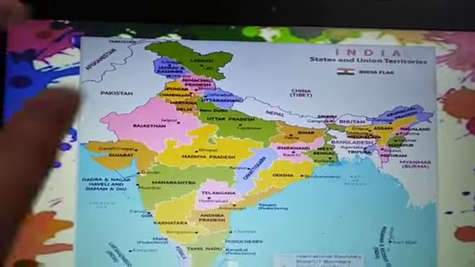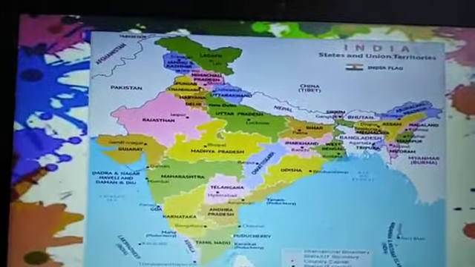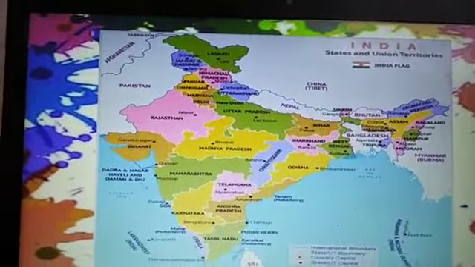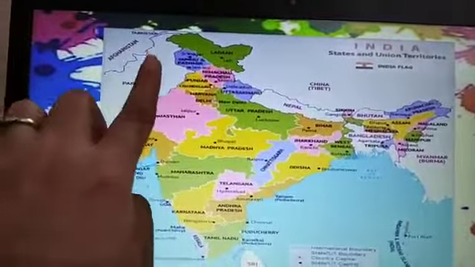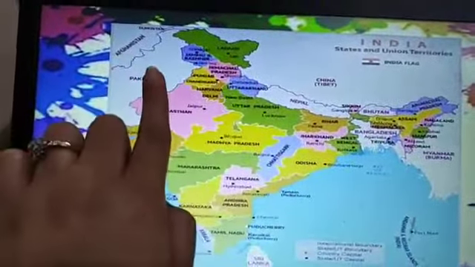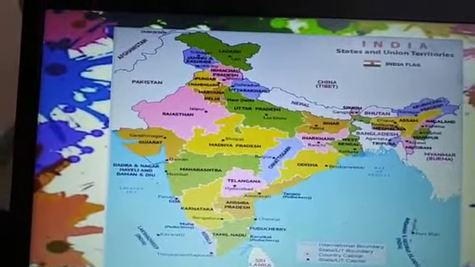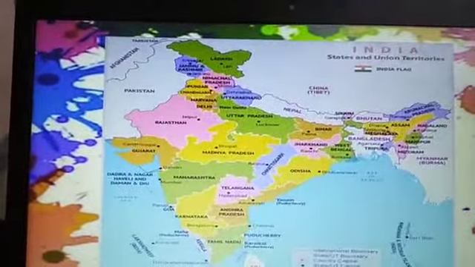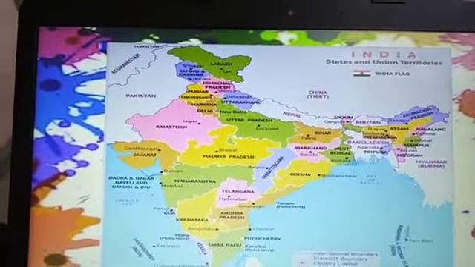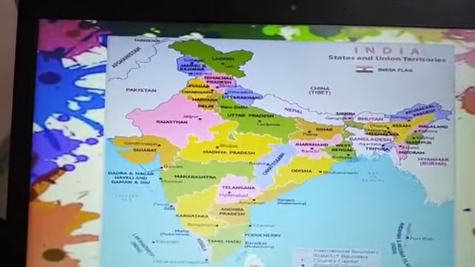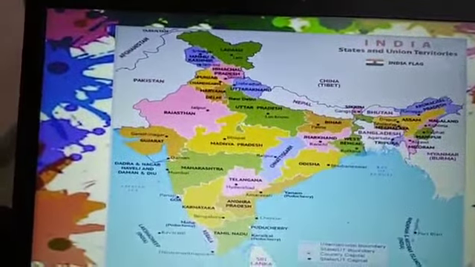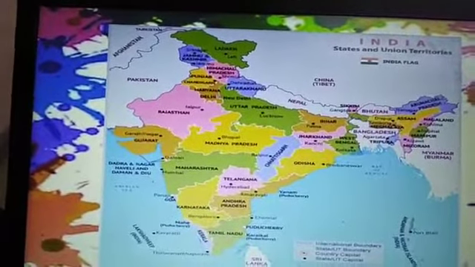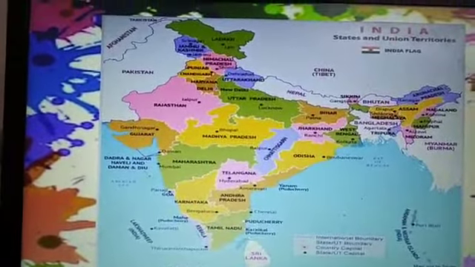Now some of you will jump to this answer as Ladakh, but what is the error here? It's correct that it is touching two neighboring countries. But the first part of my question was, it has to be a state. So, had it not been clear to you which is a union territory and which is a state, then you would have marked out the wrong option, or which is a neighboring country, right?